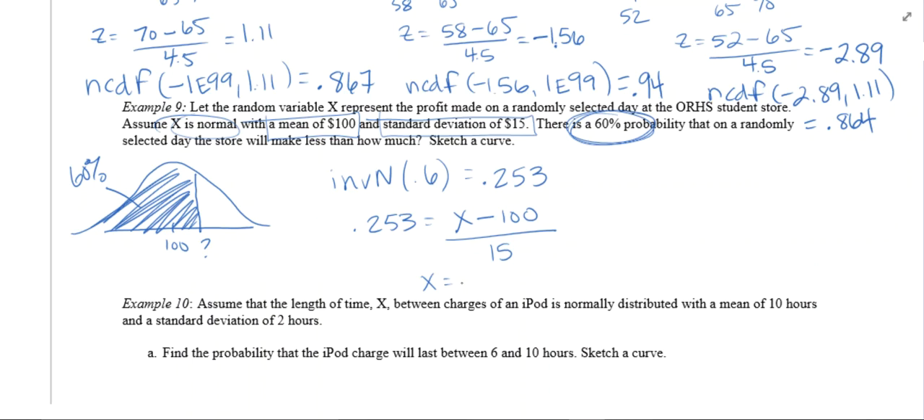Okay, so we should get 103.8. Or I guess we're dealing with money, so it rounds to $103.80. So there's a 60% probability that on a randomly selected day, this store will make less than $103.80. Okay, so your answer is 103.80.